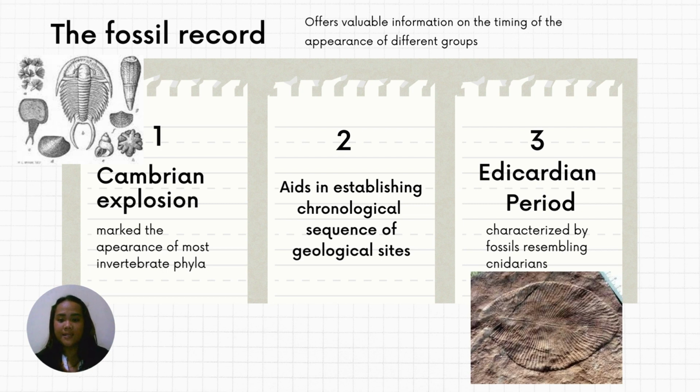Second, the fossil record also aids in establishing a coherent chronological sequence of geological sites and provides the basis for the geological timescale. And finally, we have the Ediacaran period preceding the Cambrian period, which is characterized by fossils resembling cnidarians. Although uncertainties remain due to the challenges of preserving jellyfish fossils, some metazoan animals have been found in Precambrian rocks, such as small worm-like creatures in the Doushantuo Formation, indicating the presence of coelomate animals with a through gut and anterior sense organs.